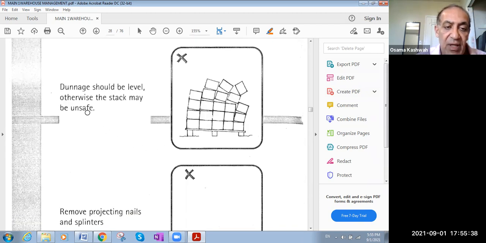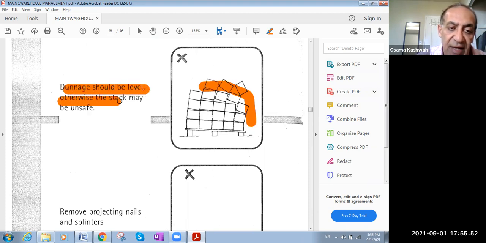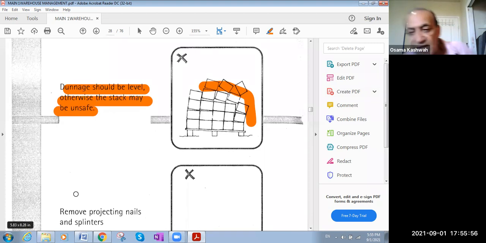Dunnage should be leveled. So try to make it level. Don't put it with one side high and one side low, otherwise everything will fall down. So dunnage should be level, otherwise the stack may be unsafe. The stack will be unsafe in this case, so it must be leveled.